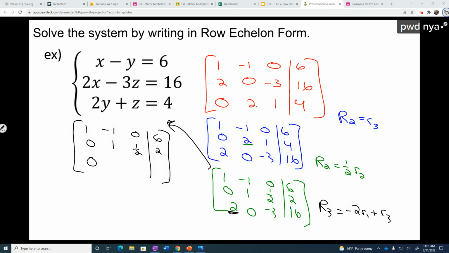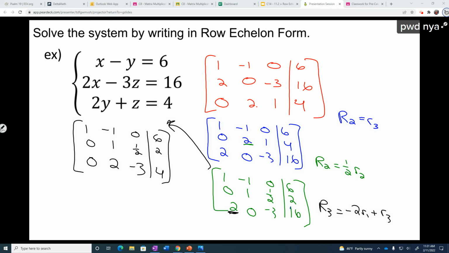So this would be the -2 times -1 is +2. +2 plus 0 is 2. -2 times 0 is 0. Then add up -3. And then -2 times 8 is -16. -12 plus 16 is 4. This gets a little more confusing when we've got an extra row involved there.